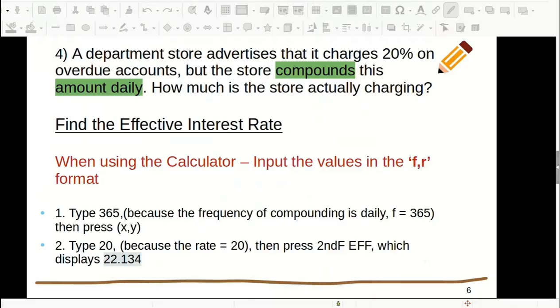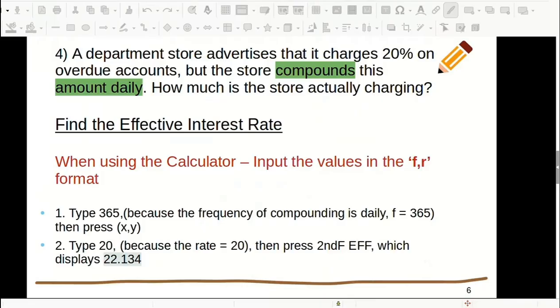Type 365. Because the frequency of compounding is daily, therefore your F equals 365. Then press the XY button. Now type the interest rate, which is 20. Type 20 now. Then press second F and then press EFF. Now 22.134 is displayed. So that's your answer.